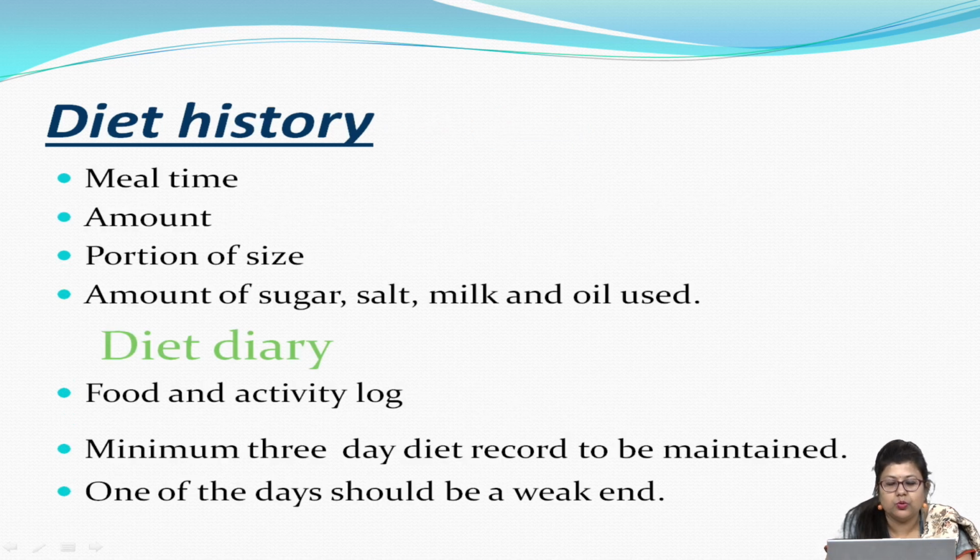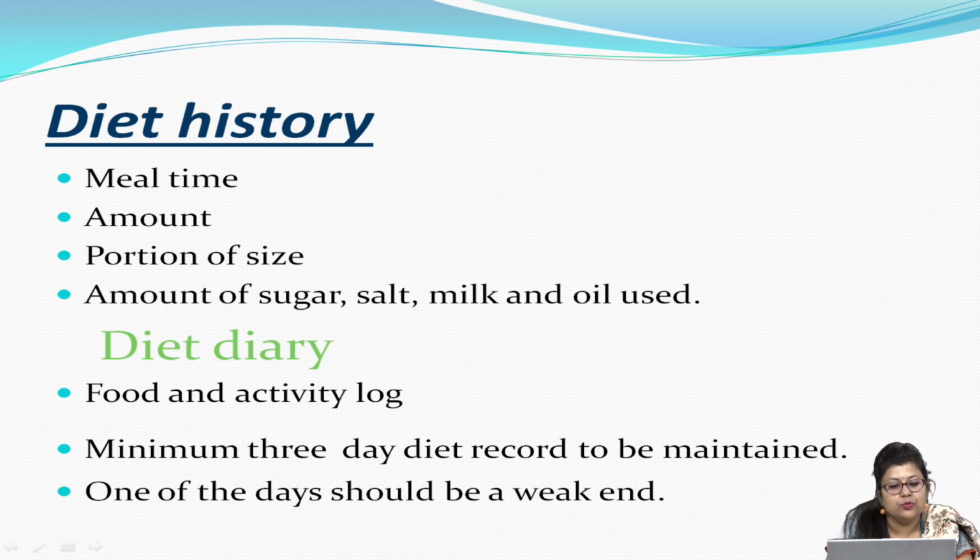Diet history. Now, what is a diet history? This is a term which is used during diet planning or diet counseling. Meal time and amount: how much food you take during your meal and when you take your meal. Portion size, and the amount of sugar, salt, milk and oil to be used, will be described in your diet history. In diet history they will ask you when you take your meal, how much you intake, what the portion size of your meal is, and how much sugar, salt, milk and oil you intake in a day.